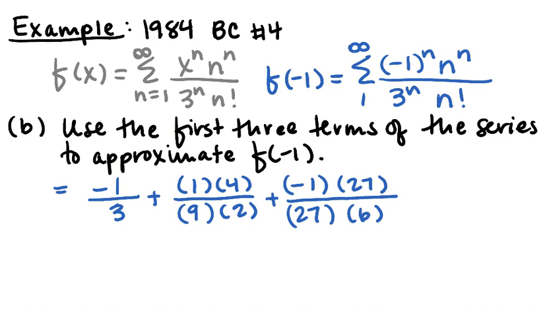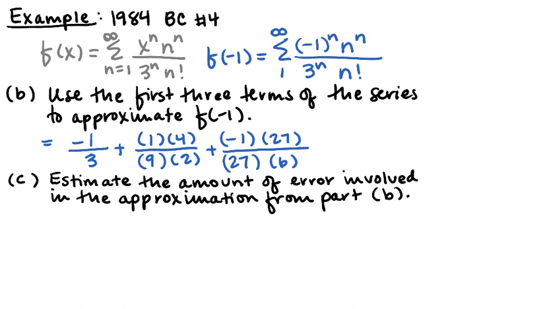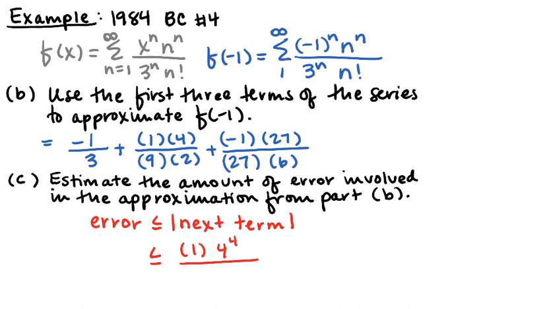Part C says estimate the amount of error involved in the approximation from part B. Justify your answer. Well, I know that the error is less than or equal to the absolute value of the next term, the first neglected term. I used 3, so the next one would be the fourth term. So it's going to be less than or equal to, that's where n is 4, so negative 1 to the 4 is positive 1. 4 to the 4, I think that might be 256, but I'm not sure.